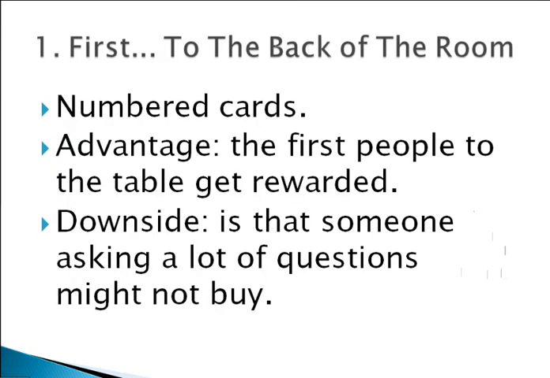The first one is you can say it's the first 5 to the back of the room, for example. How you actually do this, which I've seen done and works quite well, is you might have numbered cards across your crew on the enrolments table, so they can clearly identify that these are the first 5 people. The advantage of doing this is the very first people to the table do get rewarded. The downside is that someone might be the first one to the table, but they might ask lots and lots of questions and not end up buying, so then you need to try and reallocate the bonus to someone else, and that can become quite confusing sometimes.